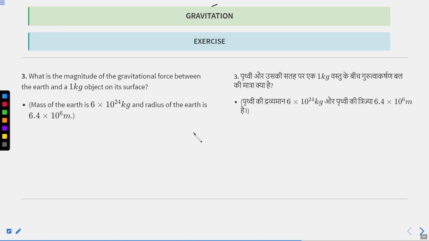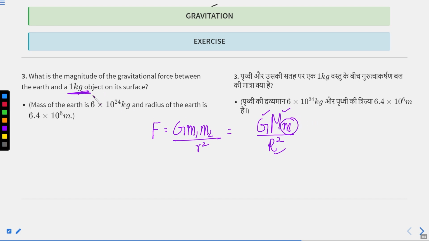Next question is, what is the magnitude of gravitational force between the Earth and a 1 kg object? We have to find the value of the gravitational force between the Earth and the object on the surface. There are two ways to calculate this. One is to use the formula F equals G capital M small m divided by R square. We know the value of G, the mass of the Earth, the radius of the Earth, and small m is given as 1 kg, and we calculate the force.